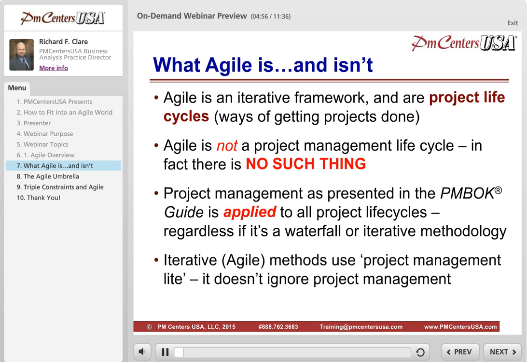What is Agile? Okay, it's an iterative framework. All these methodologies are project life cycles. They're ways of getting projects done. What they are not is a project management life cycle. In fact, there's no such thing at all.